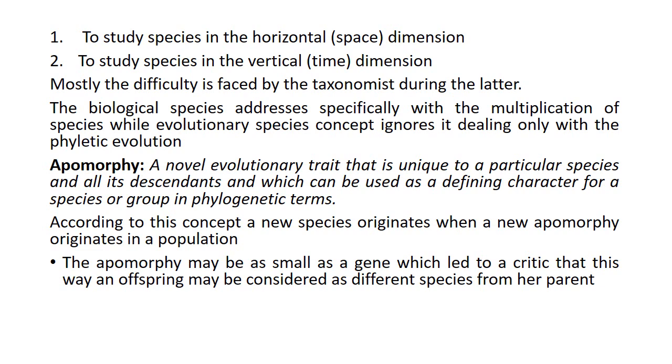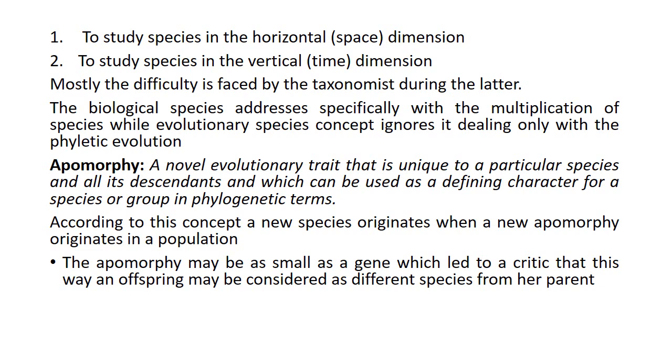The species is delimited on the basis of horizontal, space dimension, and vertical, that is time dimension. So, we study species in two dimensions, that is space dimension and time dimension. Mostly the difficulty is faced by the taxonomists during the latter. The biological species concept deals specifically with the multiplication of the species, while evolutionary species concept ignores it, dealing only with the phyletic evolution.